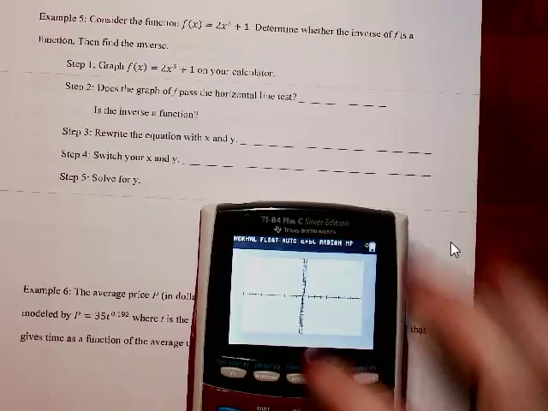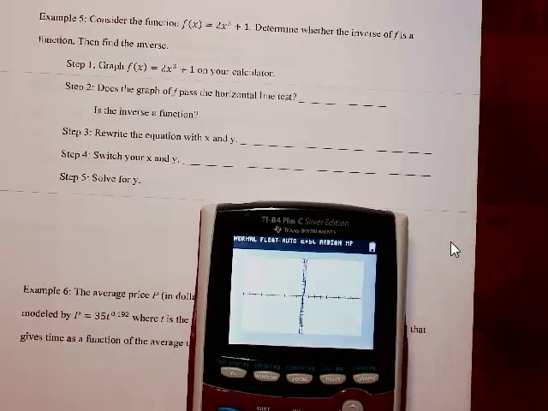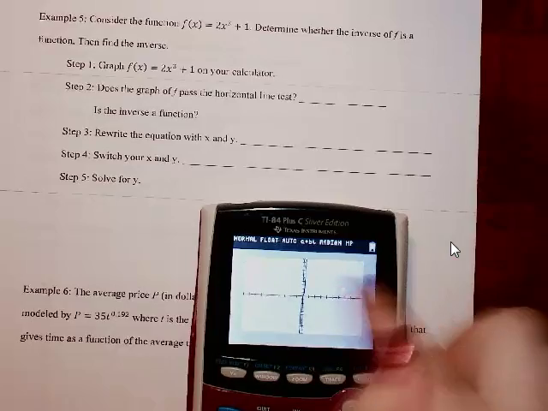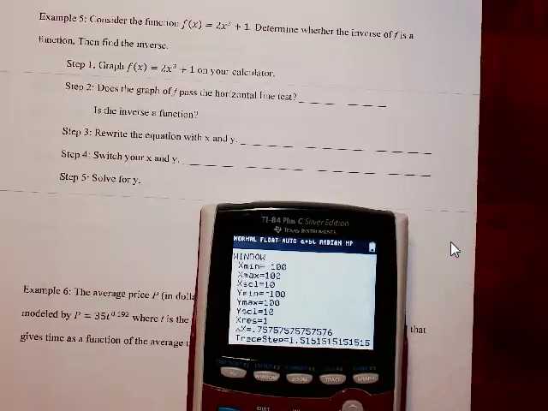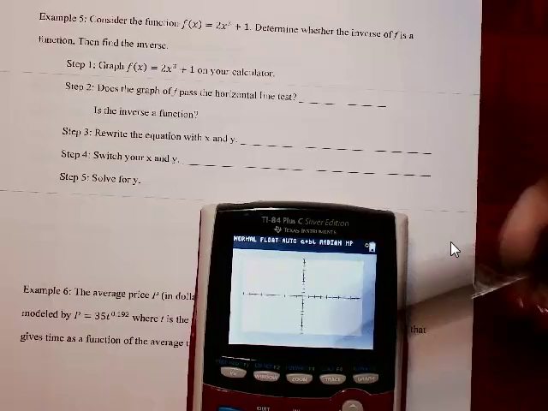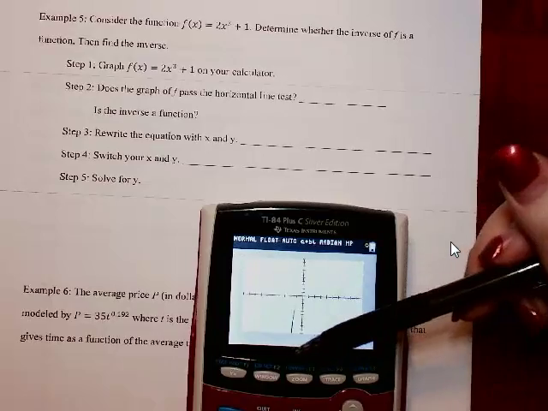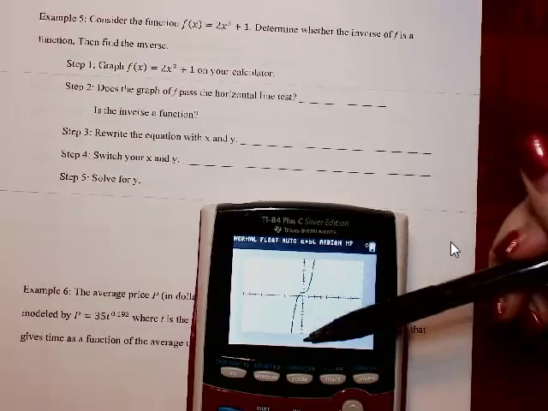Okay, so here's our graph. Does the graph pass the horizontal line test? So anywhere I draw a horizontal line, it will only hit my graph once. Here, let's change my window so that it's easier to see. So there we go. That's an easier line to see.